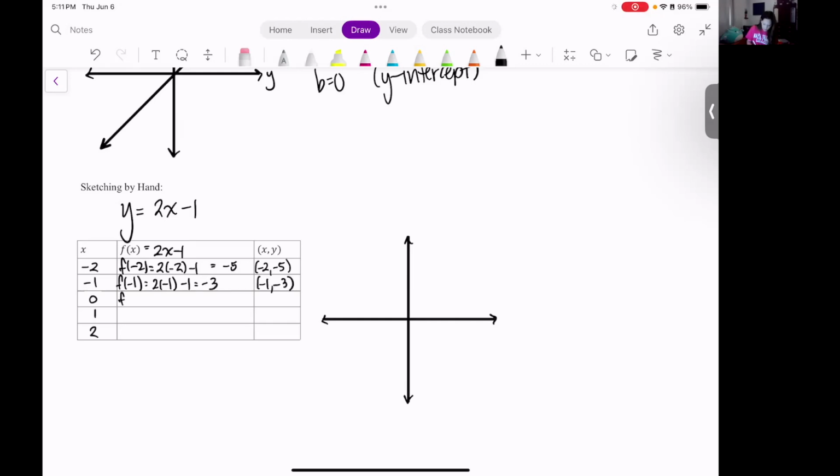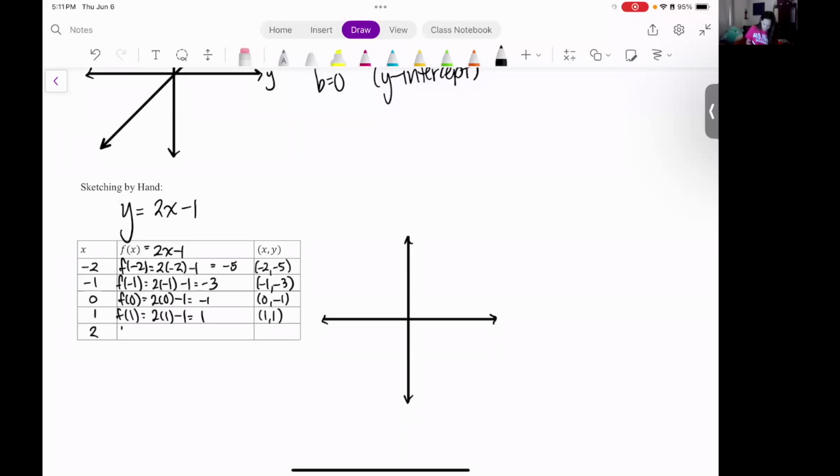F of 0, I have 2 times 0 minus 1. 2 times 0 is 0, minus 1 is -1. I have the ordered pair 0, -1. f of 1, I have 2 times 1 minus 1. 2 times 1 is 2, minus 1 is 1. I have the ordered pair 1, 1.